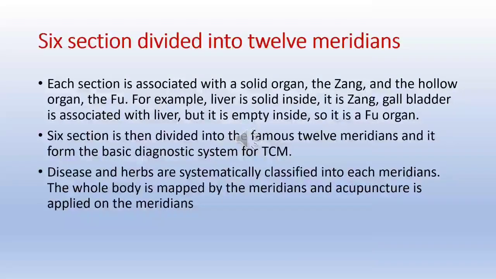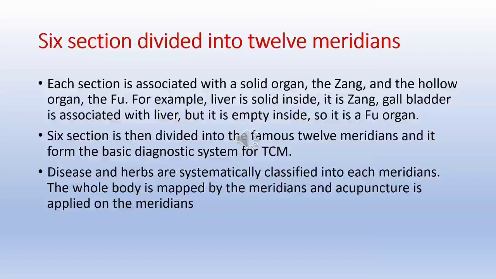In TCM, each section is further divided into 2. Now, each section is associated with a solid organ, they call it Zhang, and a hollow organ, they call it Fu. For example, the liver is solid inside, and associated with the liver is the gallbladder. So the liver is solid, we call it Zhang, the gallbladder is hollow, we call it Fu. Another example is kidney and bladder. The kidney is solid inside, we call it Zhang, the bladder is hollow inside, we call it Fu.